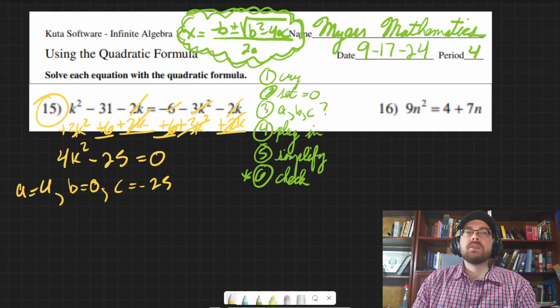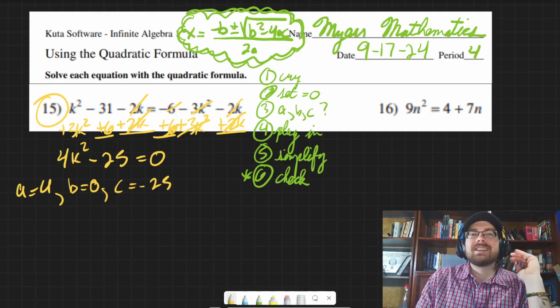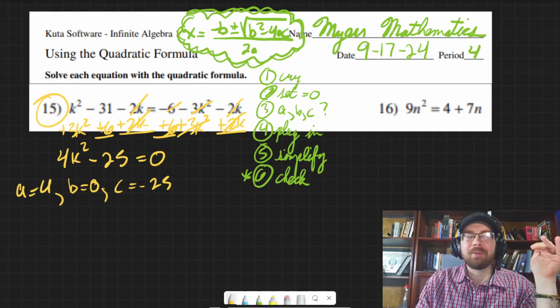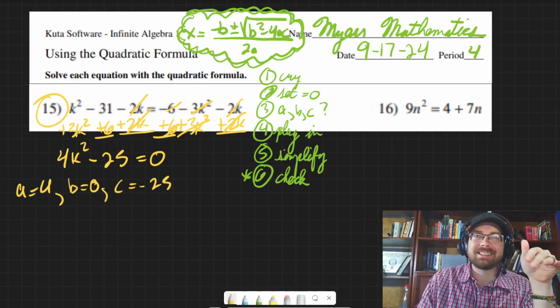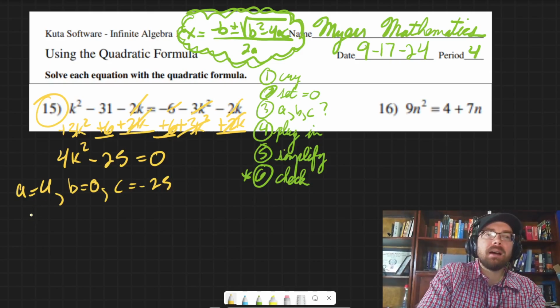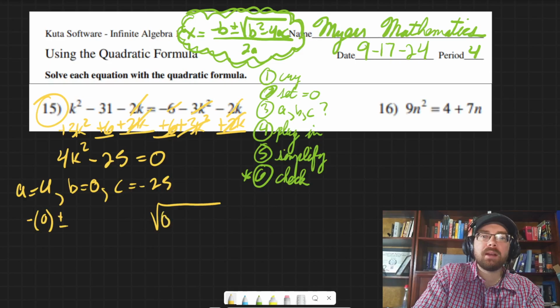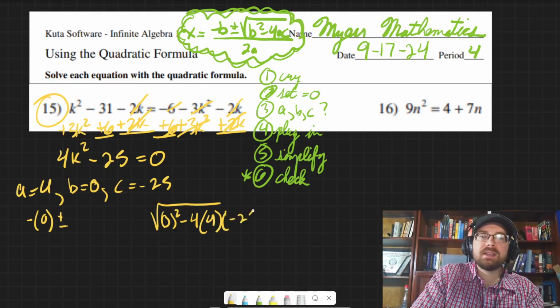Now, note that this is a worksheet where you have to use the quadratic formula, so we're going to use the quadratic formula. However, it's kind of overkill in this instance, and I'll show you why after we do the quadratic formula. So let's plug it in. x is equal to negative b plus or minus, and I like to do the square root part off to the side. So let's do that: b squared minus 4 times a times c. All right, so b squared minus 4ac.